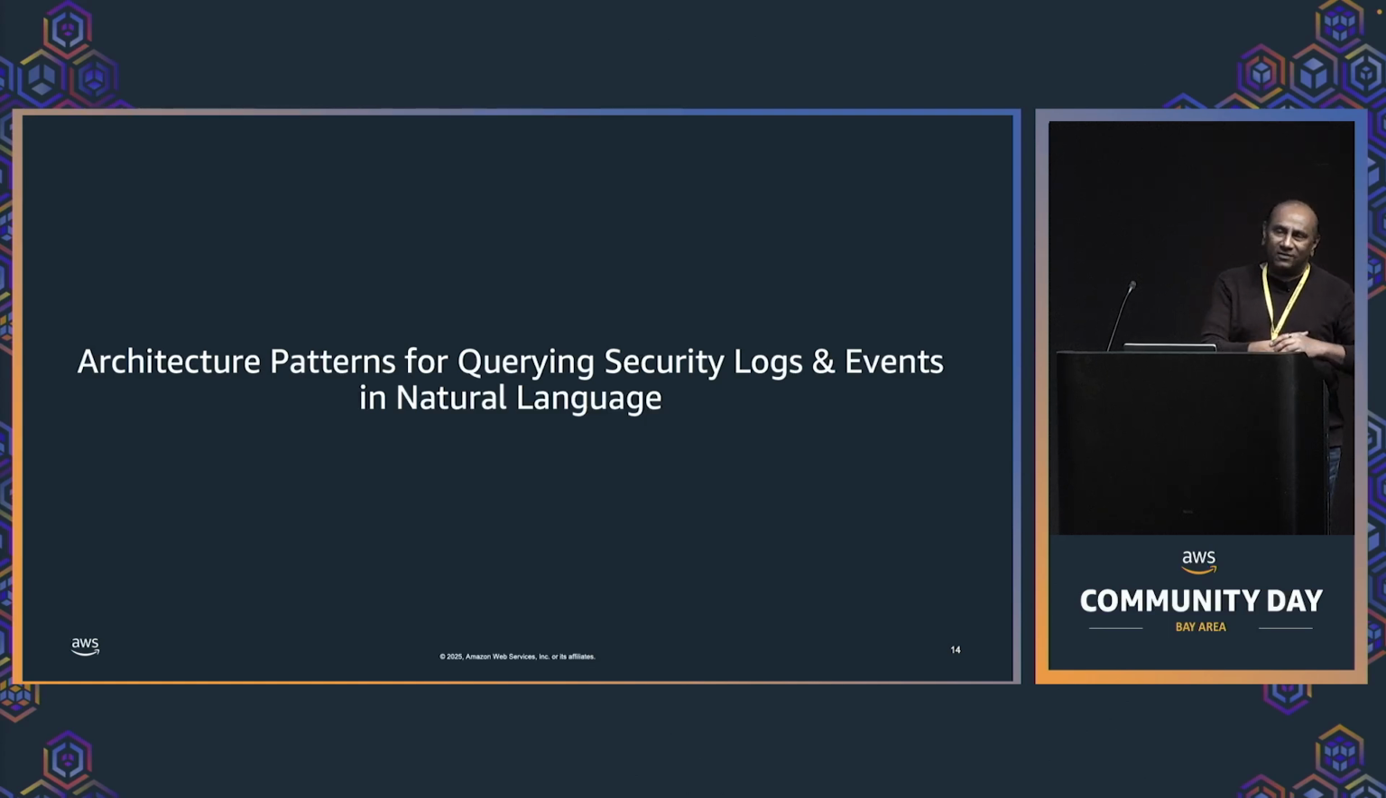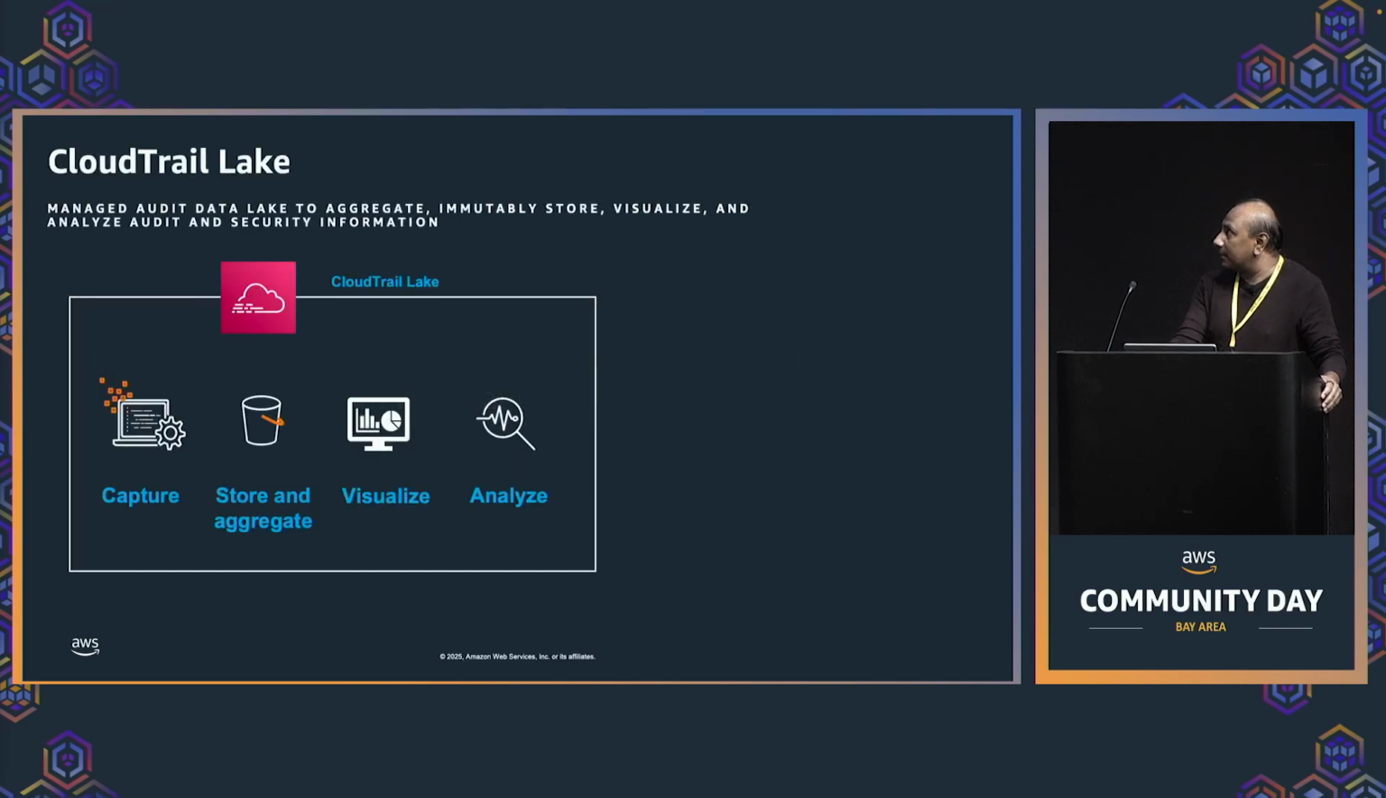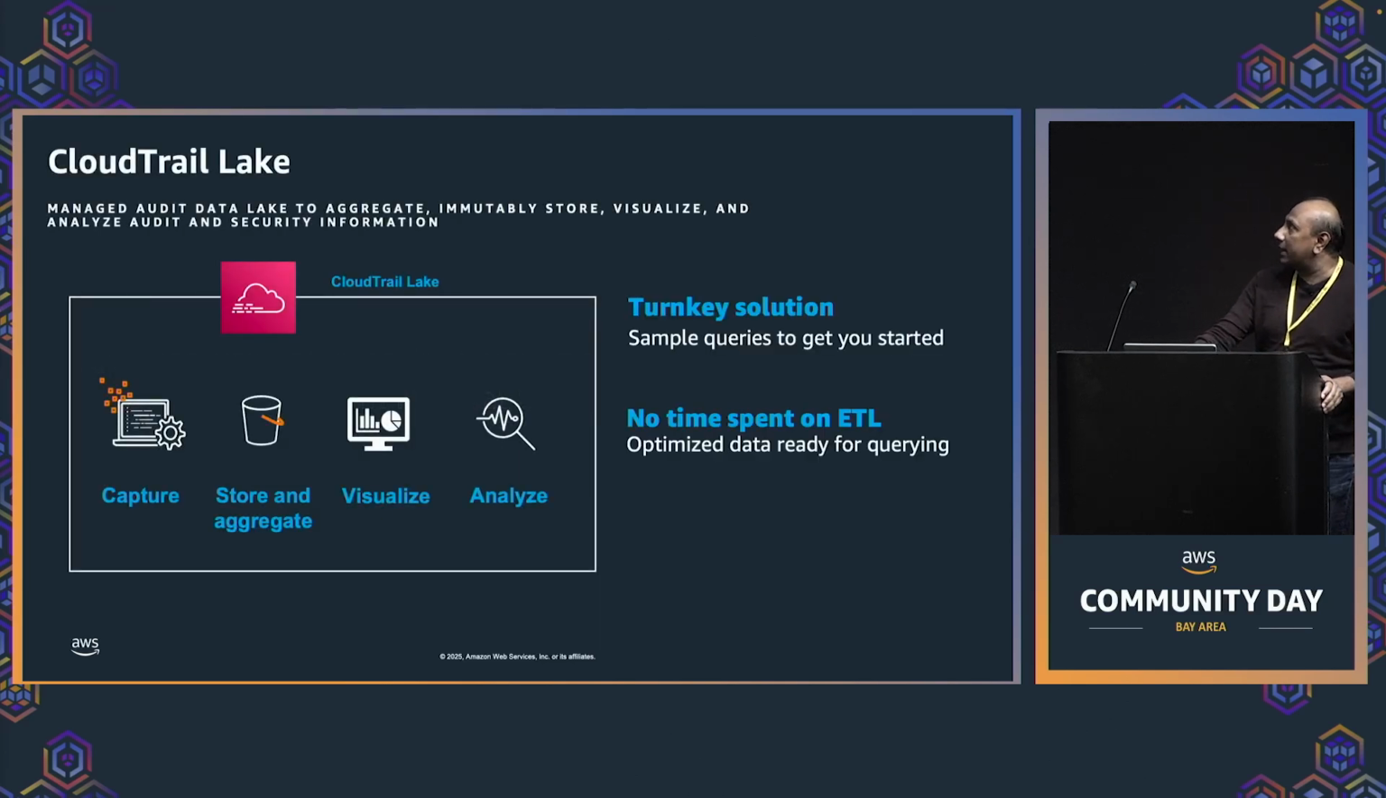But that's not the only place where you have your security logs. They're spread across various different repositories, and you have them in Security Hub, you have them in your VPC flow logs. So what I want to show you is some patterns which you can adopt to have the same capabilities very easily. The first one is CloudTrail Lake.